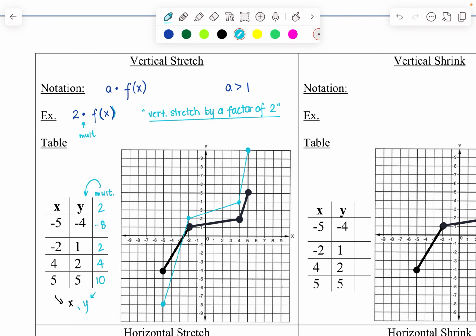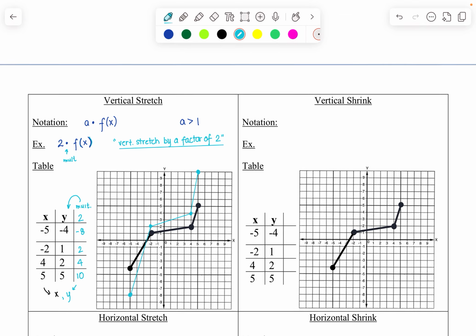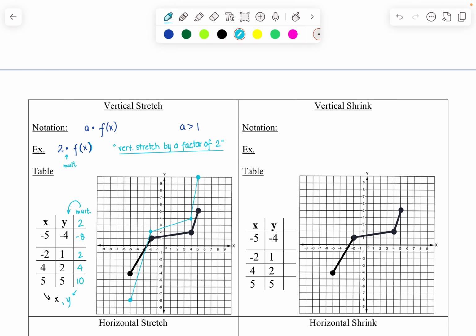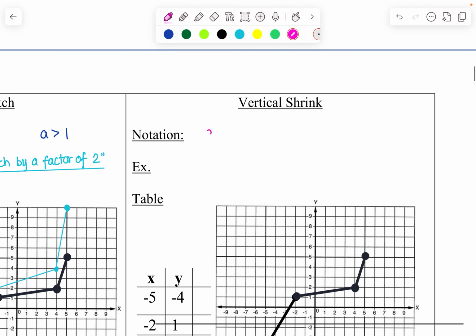Let's go ahead and examine vertical shrink. So it's going to get squished here. If we have a vertical shrink, our notation is going to look like a times your parent function f of x. But this time your a is not going to be greater than 1. Your a is going to be greater than 0, but less than 1. Think of a number line between 0 and 1. And it's going to be a fraction between these guys. Okay?